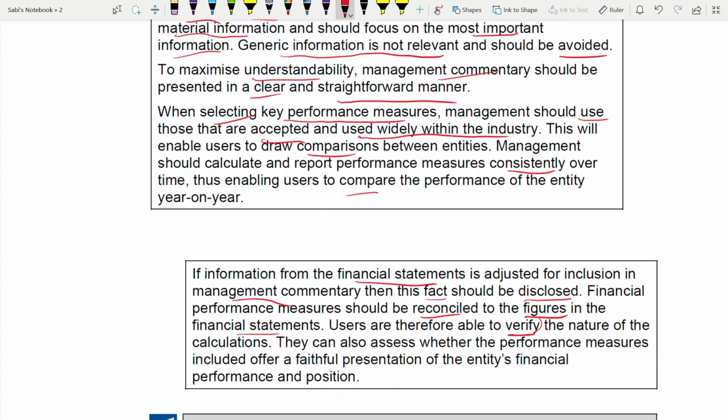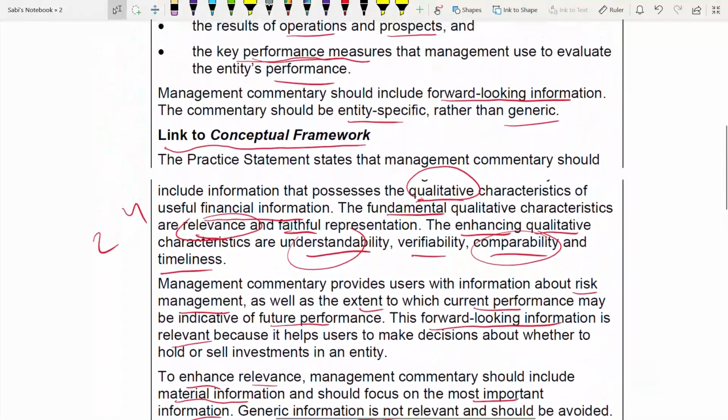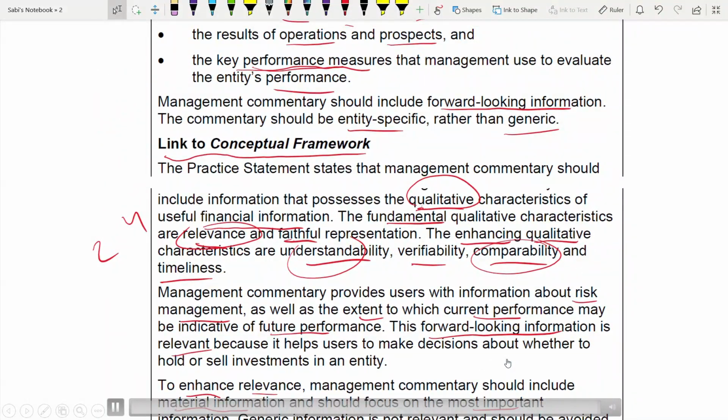So they can also assess whether the performance measure they prefer is a faithful representation of the entity's position and performance or not. So all these categories are satisfied: faithful representation, relevance, understandability, comparability, verifiability, timeliness, everything. So it satisfies all these characteristics. Therefore, management commentary. Okay, this is how you link it with the conceptual framework. So that's it for test understanding 2.